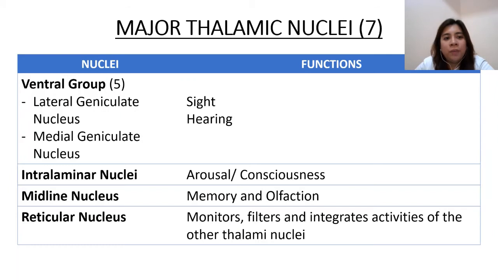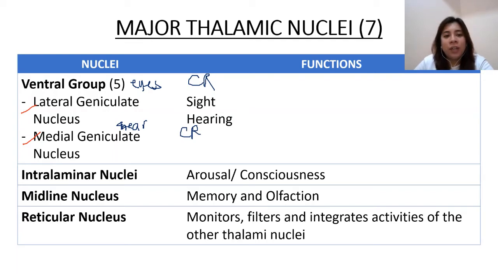Next, you have the remaining 2 nuclei for your ventral group. You have your lateral geniculate nucleus and your medial geniculate nucleus. For your lateral geniculate nucleus, it receives input since it is for eyesight. So it comes from the eyes and the output goes to the cerebrum to interpret eyesight. The medial geniculate, since it's for hearing, the input comes from your ear, and then it sends it to your cerebrum to interpret the sensation of hearing.